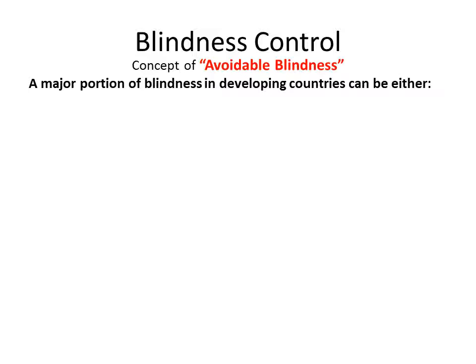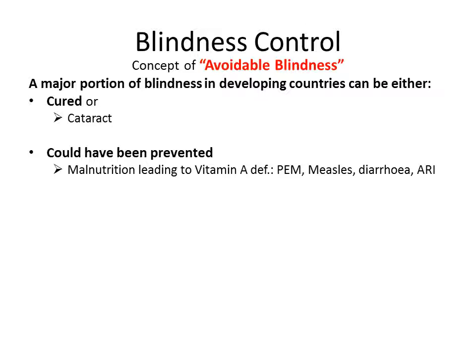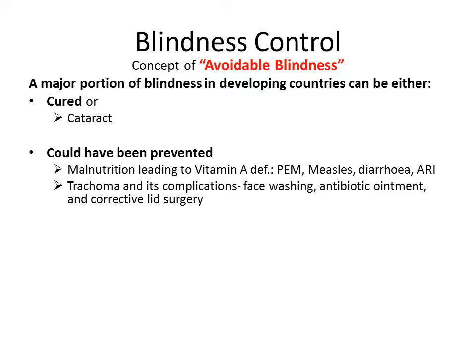The concept of avoidable blindness. A major portion of blindness in developing countries can either be cured or could have been prevented. An example of curable blindness is cataract, and examples of blindness that could have been prevented are those due to vitamin A deficiency. Protein energy malnutrition is associated with vitamin A deficiency. Measles, diarrhea and severe pneumonia can precipitate a pre-existing vitamin A deficiency into severe vitamin A deficiency, which can lead to blindness. Trachoma and its complications.